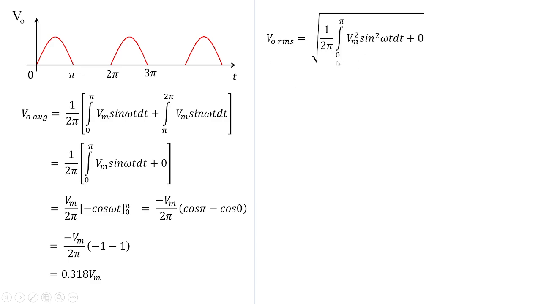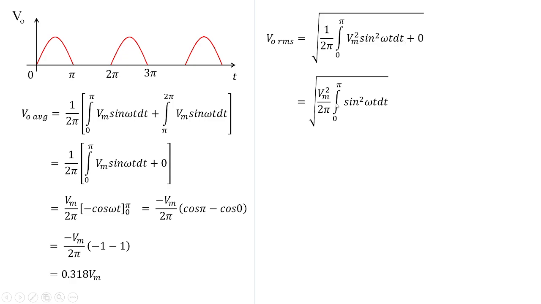So what you should keep in your mind is that the waveform exists from 0 to pi only, and the total time period is 2 pi. So that's why 1 by 2 pi, and the value of the existing waveform is from 0 to pi, and this is the same, that is, Vm square sine square omega t dt.